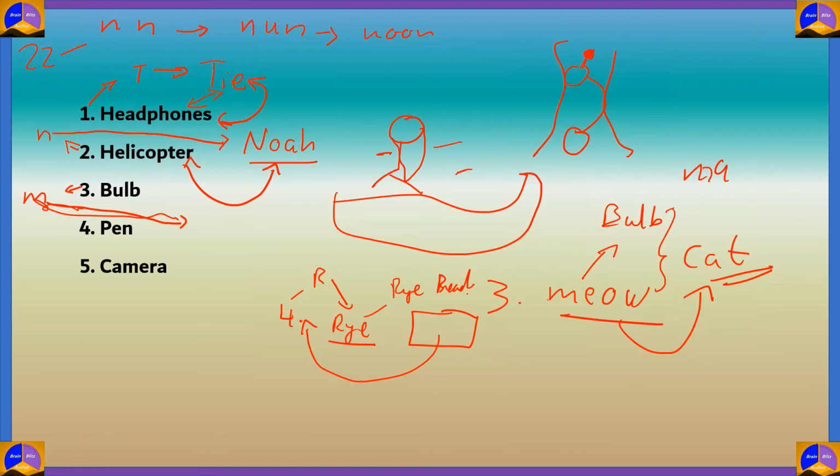Now I need to connect rye to my object, which is a pen. That should be pretty easy. You can think of eating your sandwich, which has pens instead of rye bread, or you can imagine yourself writing with a rye bread instead of a pen. Either way, it would create an illogical association. So that concludes 4.